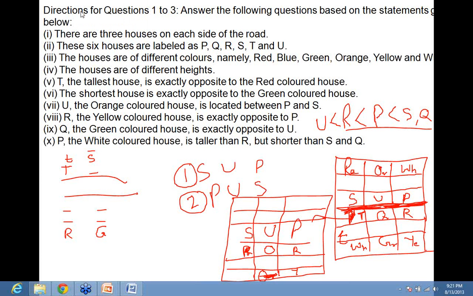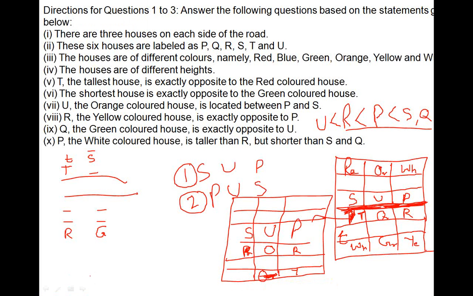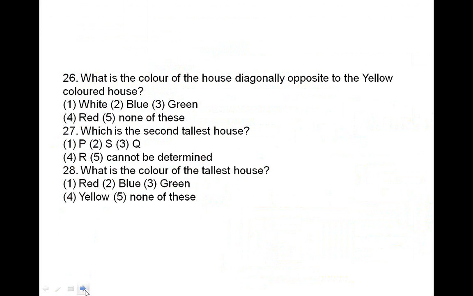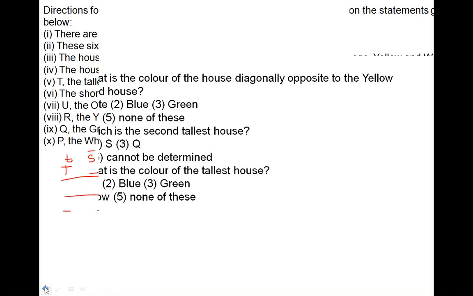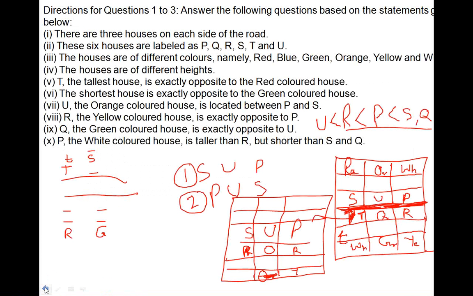Yeah, there was some problem with P. I have corrected it. If you can make this table, you can answer all the questions. See, if you go to the question now, it says, what is the color of house diagonally opposite to the yellow colored house? So yellow colored house is R, diagonally opposite is S, the color of S would be red.